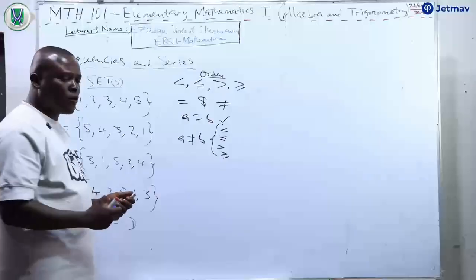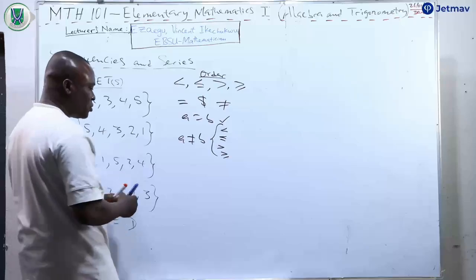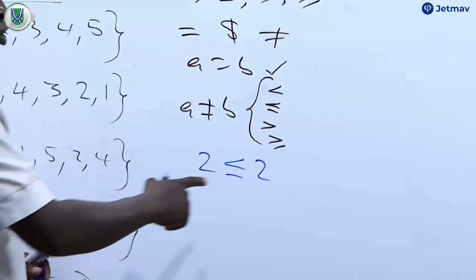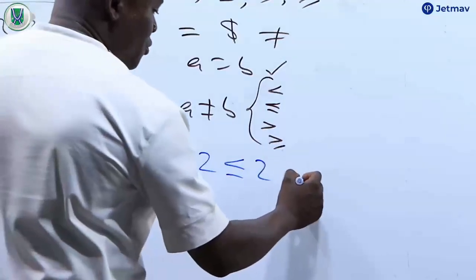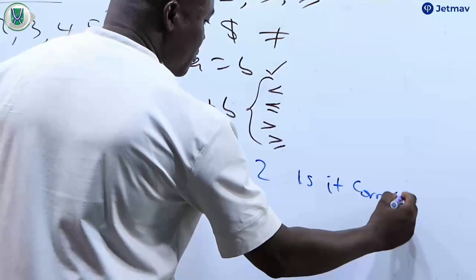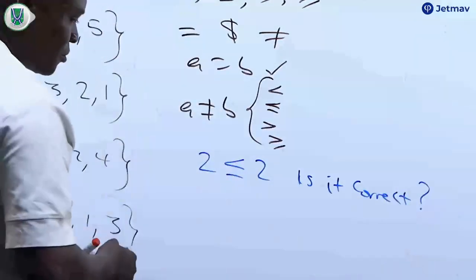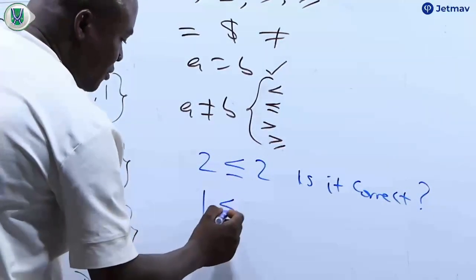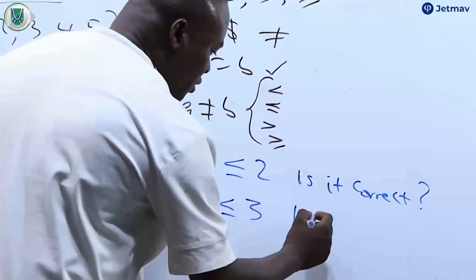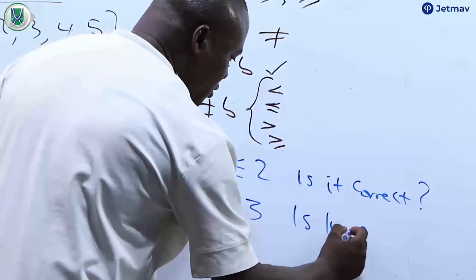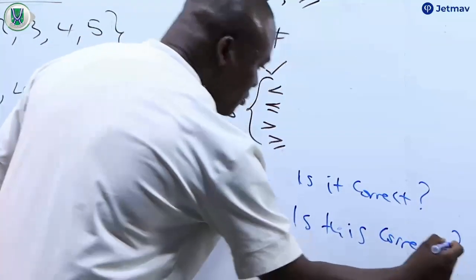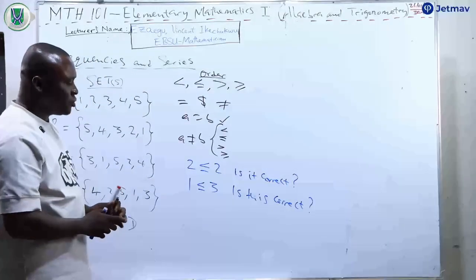Now, I bring up a question to you. What is the question? 2 is less than or equal to 2. Is it correct? Is it correct? 1 is less than or equal to 3. Is this correct? These are the questions we ask you.